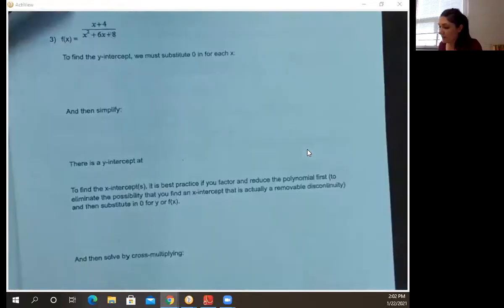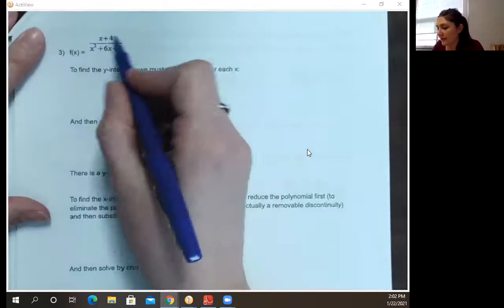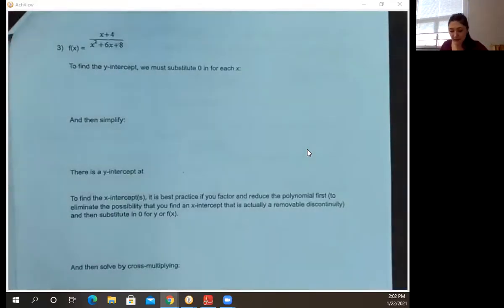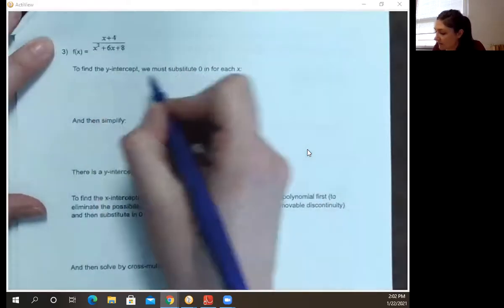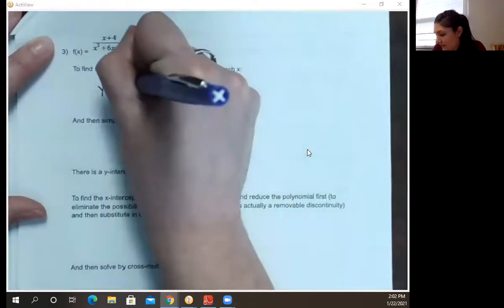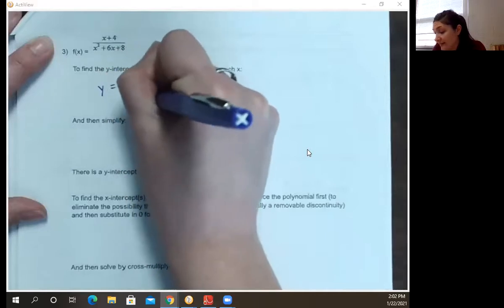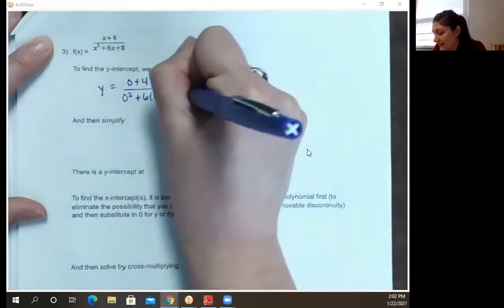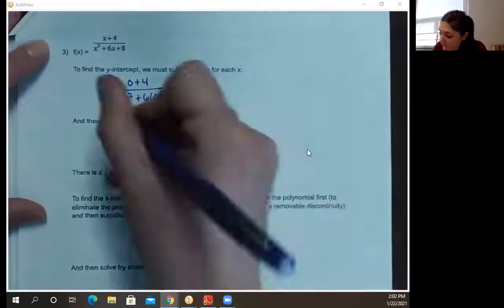So if you would for me, turn the page to page 29, and we've got one more function that we're going to take a look at. So x plus 4 over x squared plus 6x plus 8. We're going to find that y-intercept first, so we're going to put 0 in for all of the x's. So y equals 0 plus 4 over 0 squared plus 6 times 0 plus 8. Okay, and then we're going to simplify.